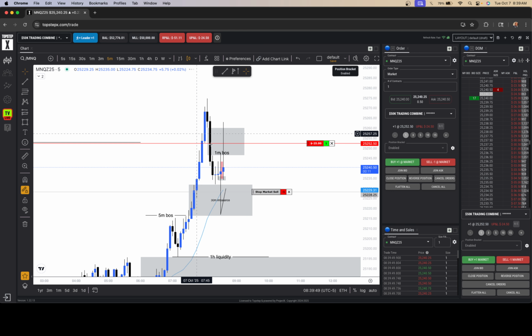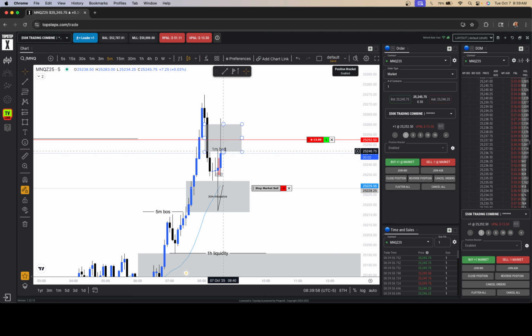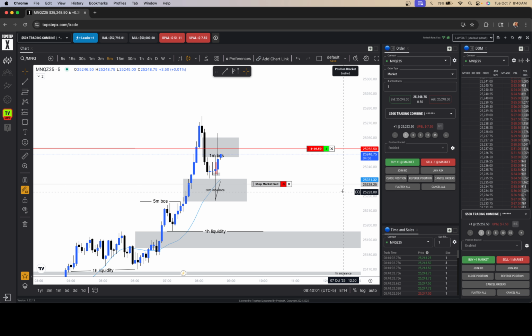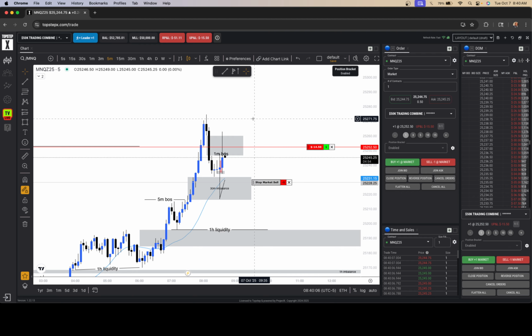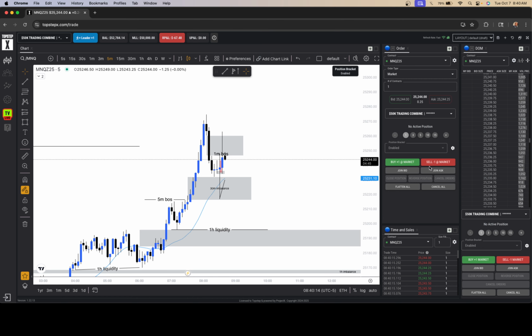Like I said, we are in this 5 minute imbalance. We seem to be rejecting. Now we may go lower and we may go higher. Right now we're kind of even. So what I think I'm gonna do, I'm gonna exit out of this. Order filled. And I'm going to potentially look for sells.